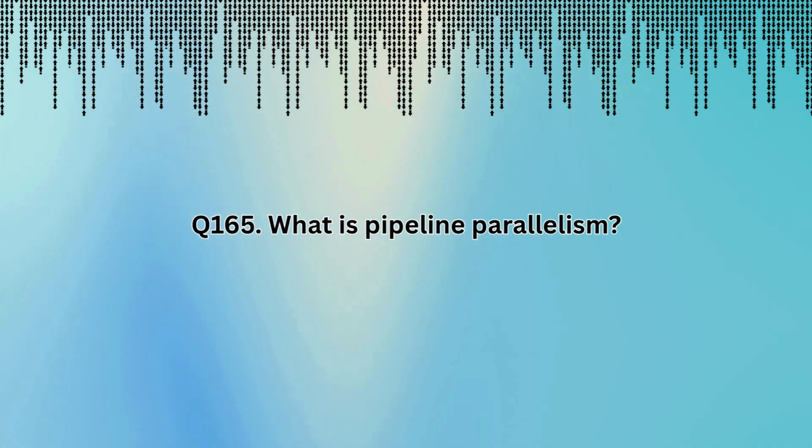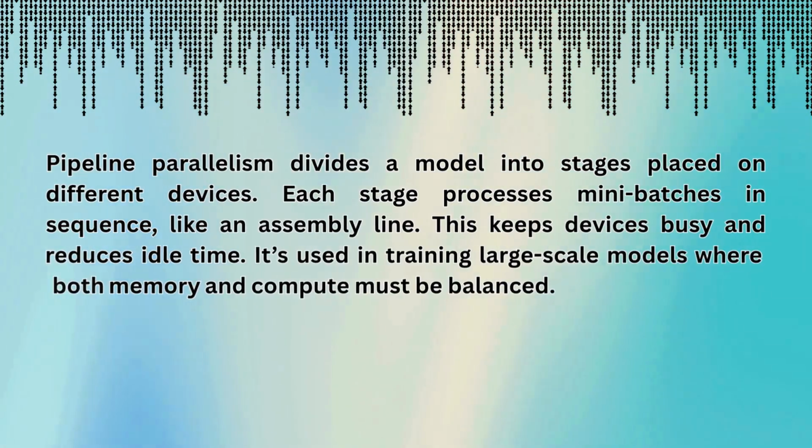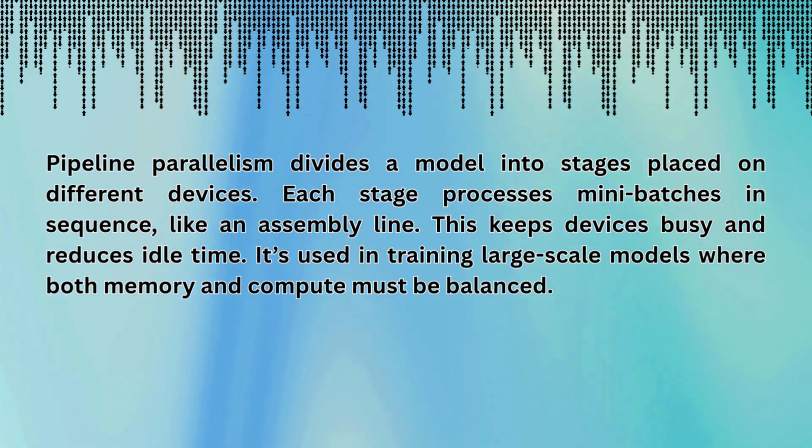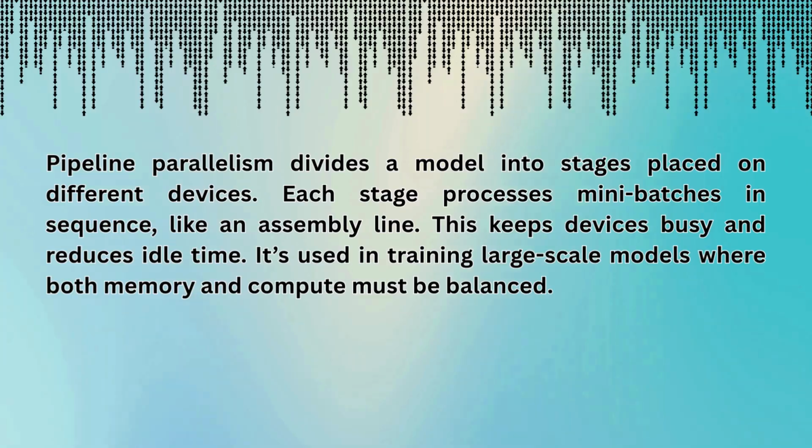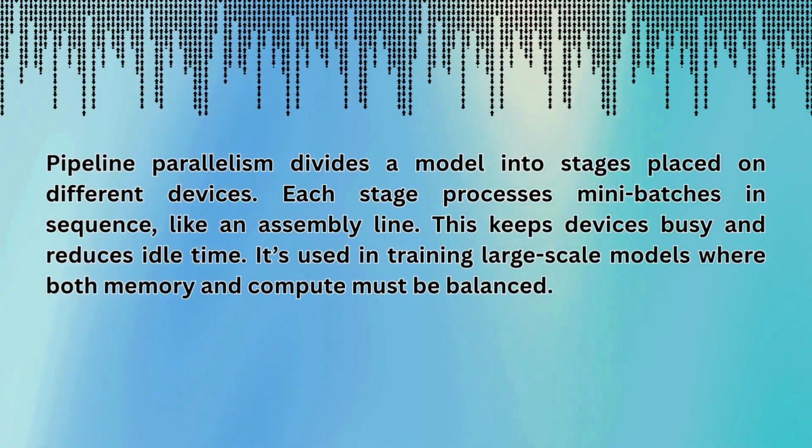What is pipeline parallelism? Pipeline parallelism divides a model into stages placed on different devices. Each stage processes many batches in sequence, like an assembly line. This keeps devices busy and reduces idle time. It's used in training large-scale models where both memory and compute must be balanced.